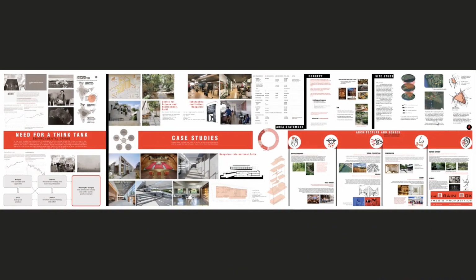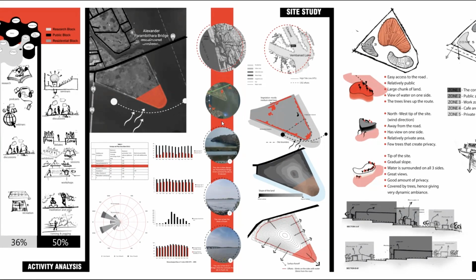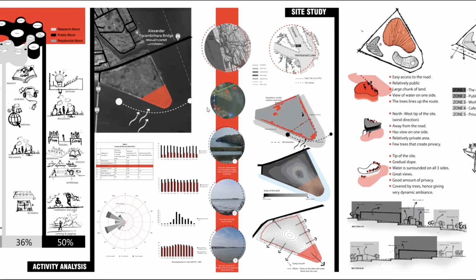There are views of water on almost two-thirds of the site boundary, and there is more vegetation on the site compared to the other parts, with denser trees at the corners. There is an existing pathway connecting the road to the tip of the site, which also goes around the site, and the whole site has a gradual slope towards the water.